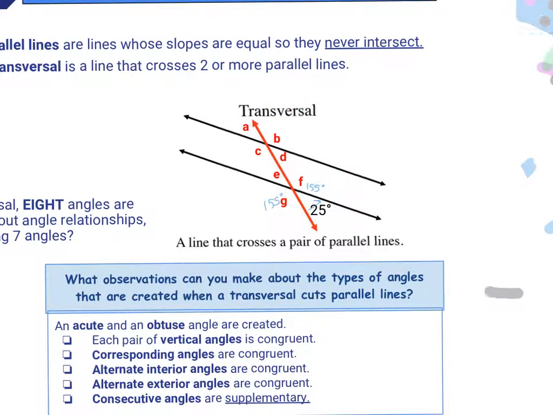And lastly, the concept of consecutive angles. Consecutive angles are angles that are literally right next to each other. Think of it as making a C. Angle C and angle E are consecutive. They are supplementary. That means if you know that angle E is 25 degrees, then you know that angle C must be 155 degrees. The other set of consecutive angles would be D and F. And again, consecutive angles are supplementary, meaning that together they add up to 180.